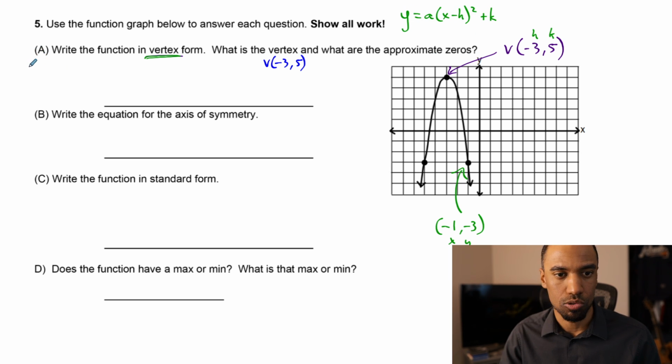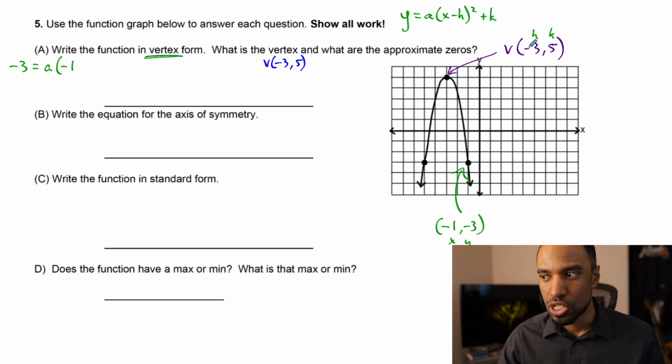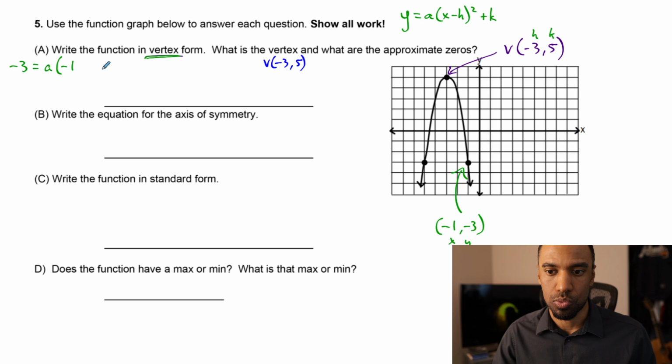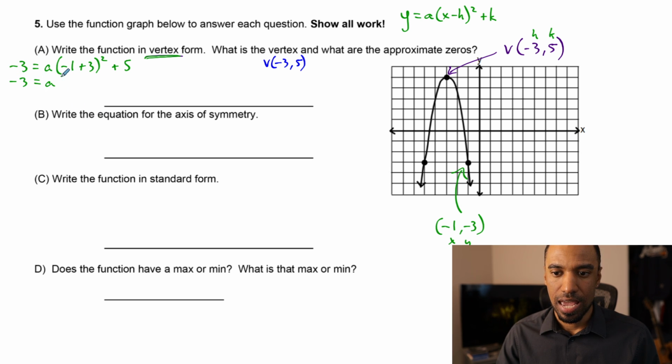So I'm going to be doing some work over here. Get ready. Y is -3. I got -3 equals a times x is -1 minus h. That's minus -3. That means plus 3, right? Opposite. Plus 3 quantity squared plus k. That's plus 5, right? So -3 equals a times -1 plus 3 is 2. So we got 2 squared there plus 5.